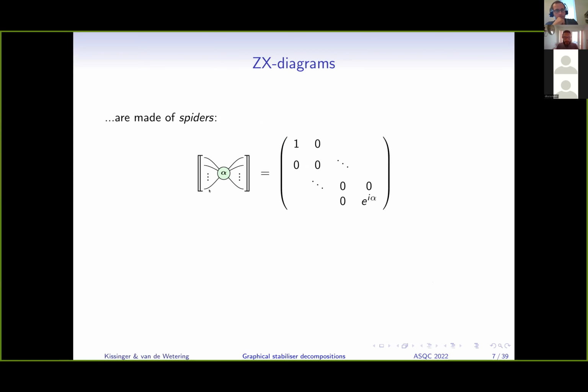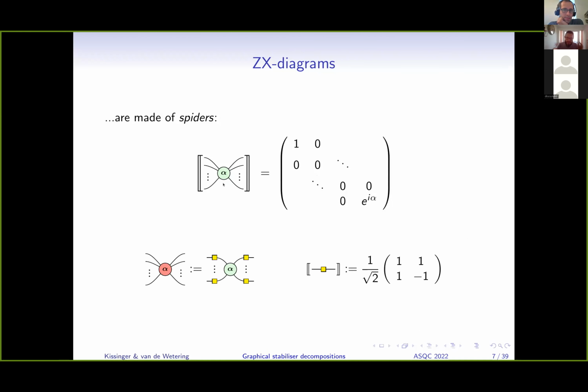So a spider is really just a type of linear map. It can have any number of input wires and any number of output wires. And this is always a 2 to the m by 2 to the n matrix, and it's got a 1 up here in the top left, and it's got an e to the i alpha here in the bottom right. So they're always parameterized by an angle alpha. If you think about the one that has just a single wire in and out, this is just a Z phase gate. But if it has lots of legs, then it's this rank 2 matrix, which can be arbitrarily large. So most of these are actually singular.